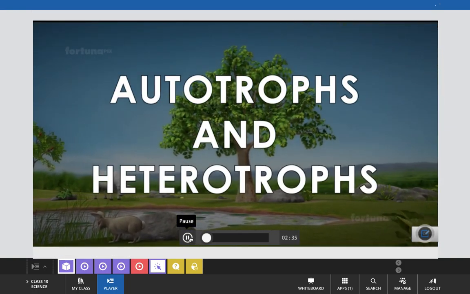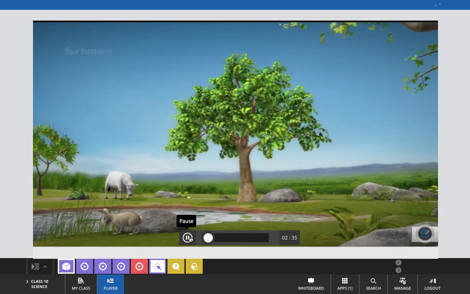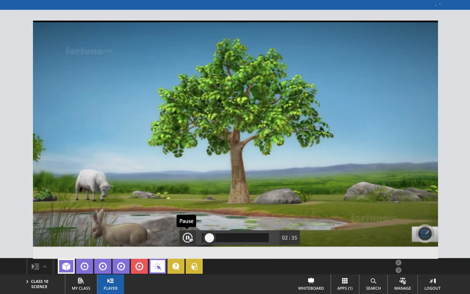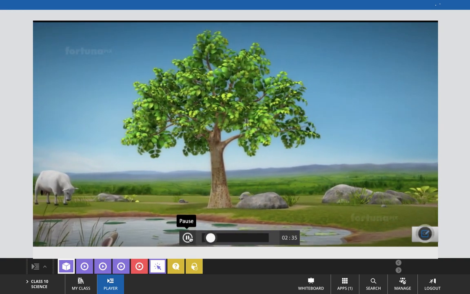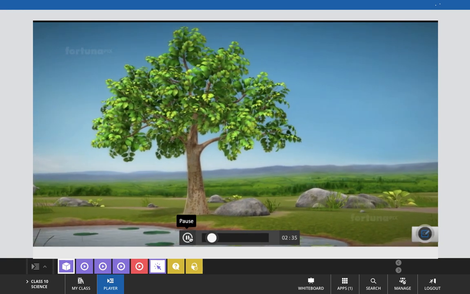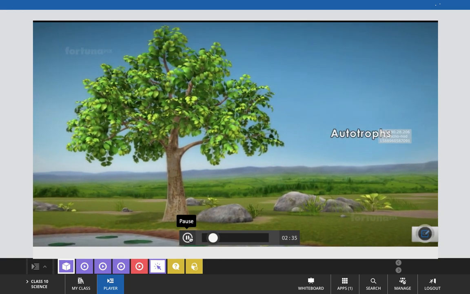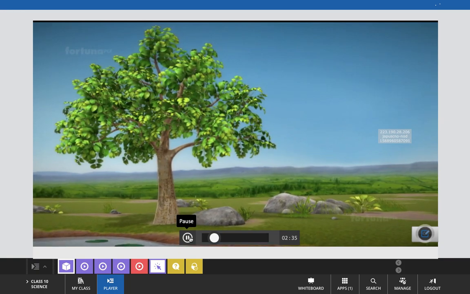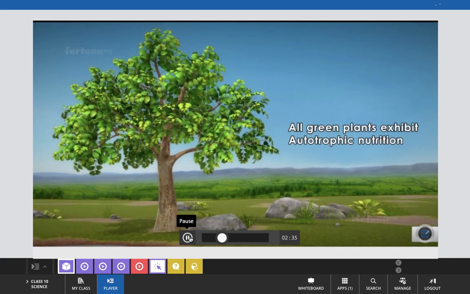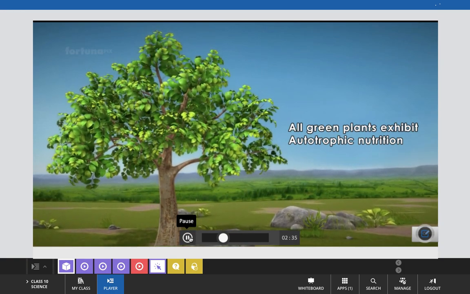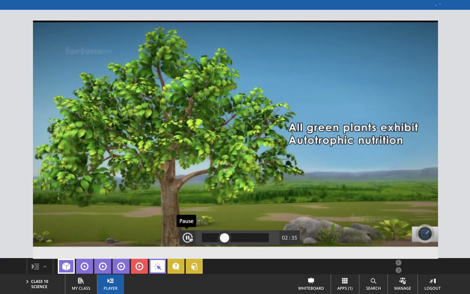Autotrophs and heterotrophs. In order to live, all organisms require food sources that provide them with energy. Plants make their own food and are therefore referred to as autotrophs. During the process known as photosynthesis, plants absorb energy from sunlight, take in carbon dioxide from the air through their leaves, and draw up water through their roots to produce their own food in the form of glucose. All green plants exhibit autotrophic nutrition, meaning they are able to create more complex food from inorganic substances.